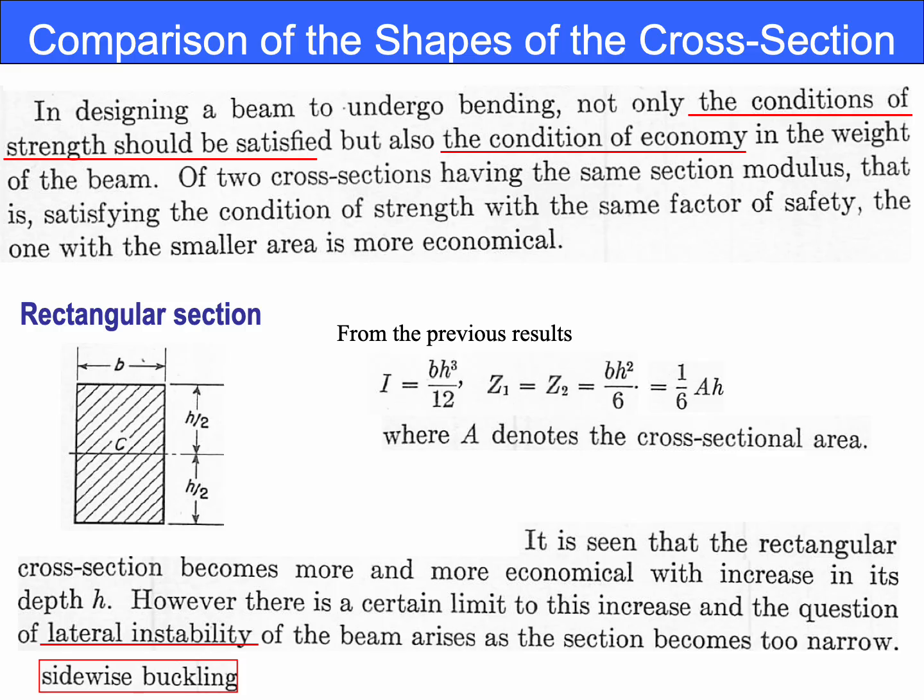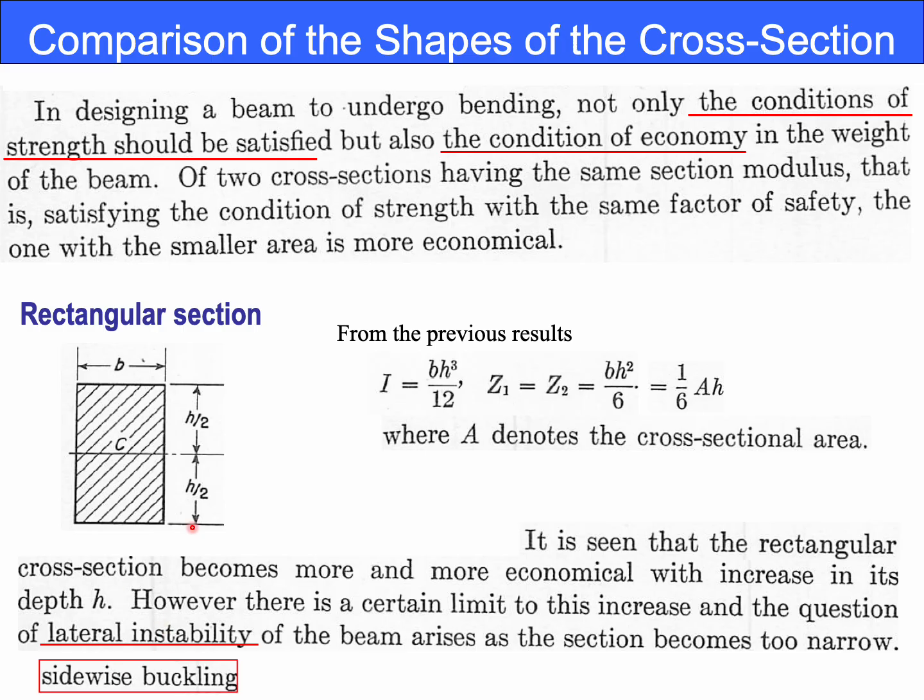This slide adds an engineering reality check. Strength is not the only requirement. Economy, weight and cost matter too. At the top sentence, if two cross-sections have the same section modulus, they provide the same bending strength for the same allowable stress. Then the one with smaller area A is more economical, less material, lower weight.